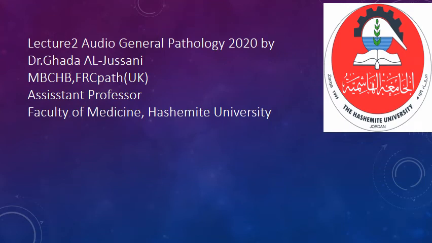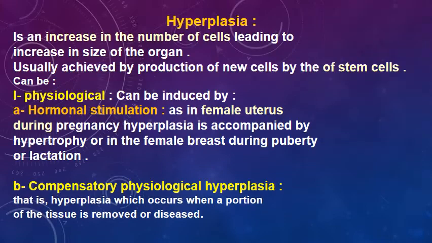This is the second lecture audio of general pathology of cell injury. The second type of adaptation is hyperplasia. Hyperplasia is the increase in the number of the cells, which leads to an increase in the size of the organ. Usually, it's achieved by production of new cells by stem cells.